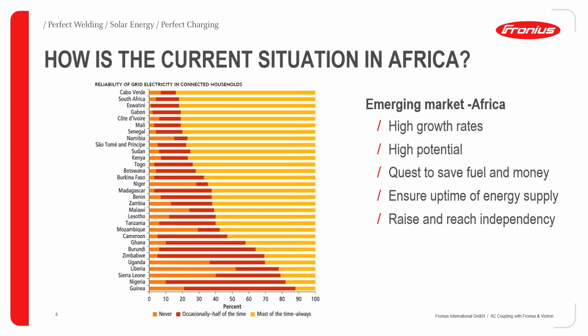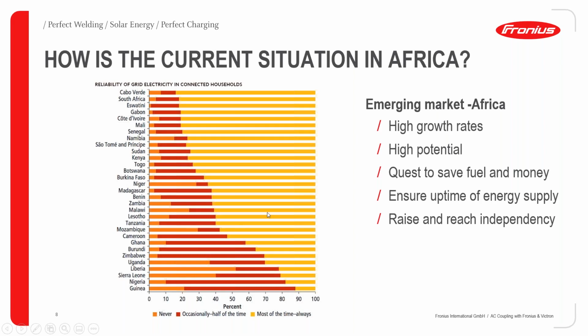Having a closer look at the situation in Africa with this graphical representation, we have a chart showing the percentage of grid reliability for connected households. The orange color represents the percentage of the population that never has a reliable grid connection. The red represents those that have it occasionally, and the yellow represents those that have it most of the time or always. As you can see, there is much to be desired across all the countries represented here.